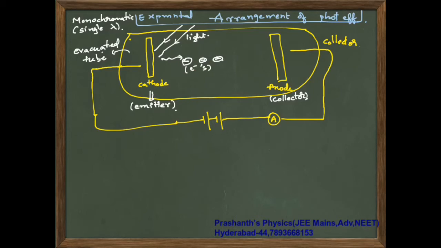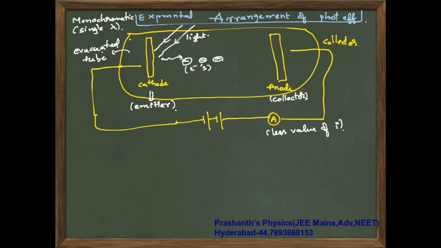So these electrons, because of the potential difference between this cathode and this anode, will travel like this. Now when they are traveling like this, why are we using the stopping potential? Here the ammeter should show a lower value of current, because when these electrons are flowing like this, they will have a high amount of kinetic energy.